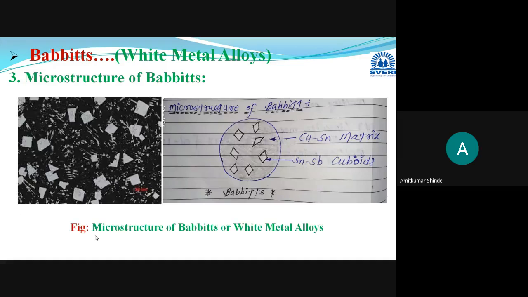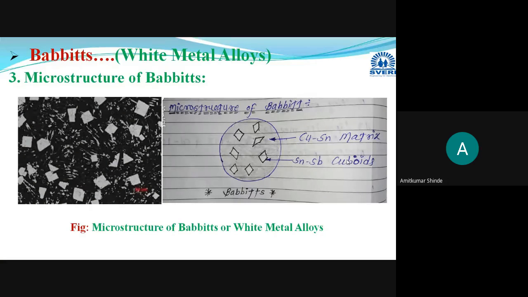Then the microstructure: you have to draw and explain the microstructure. Then why copper is added: either you have to add copper or go for very rapid cooling rates to avoid the segregation of SnSb cuboids. Whenever segregation occurs, what will happen? The material will become very hard at the top, and at the bottom it will become very soft. To avoid this, we have to add copper, or you can go for rapid cooling rates.